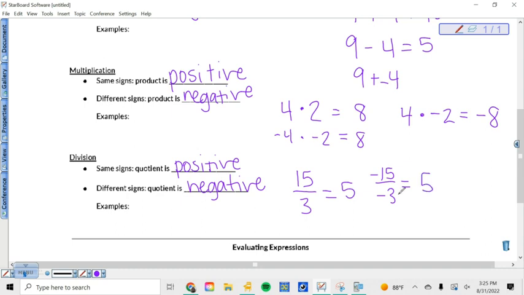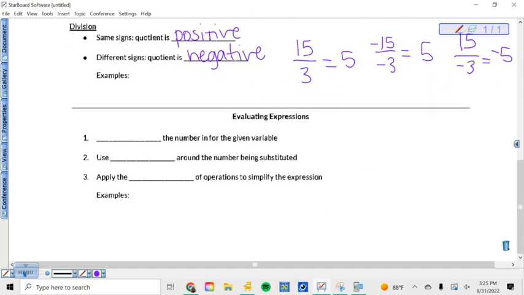5, right? Same signs give you a positive quotient. And then different signs, if I have +15 divided by -3, what do I get? -5. Different signs, negative quotient. Cool? All right, and then one other little thing, evaluating expressions.